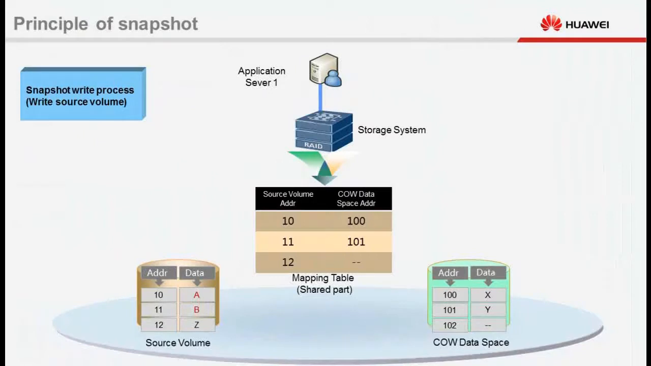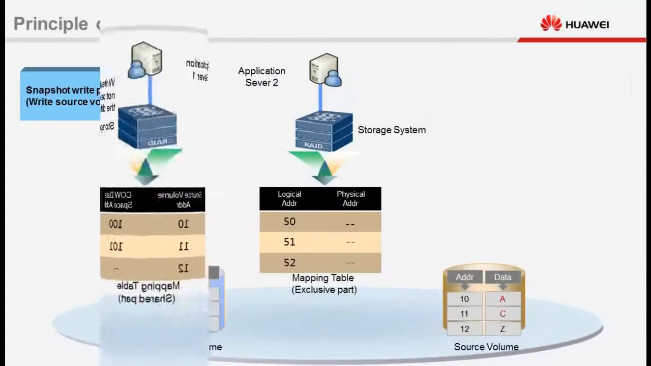When a host sends a request to write data C to the same location, the storage system queries the mapping table and detects that the source data at the location has been copied to the COW data space. Therefore, COW is not performed and data C overwrites the data on the source volume.